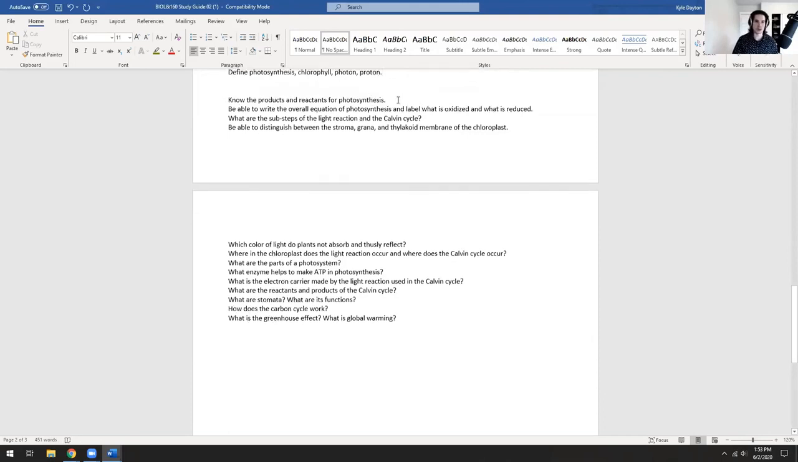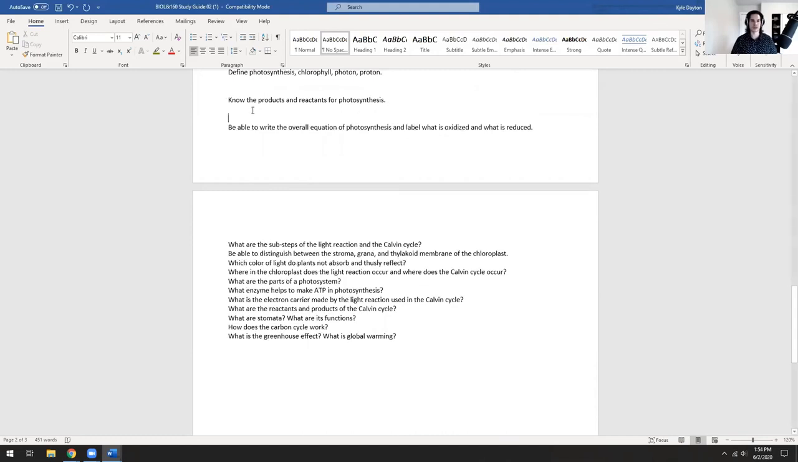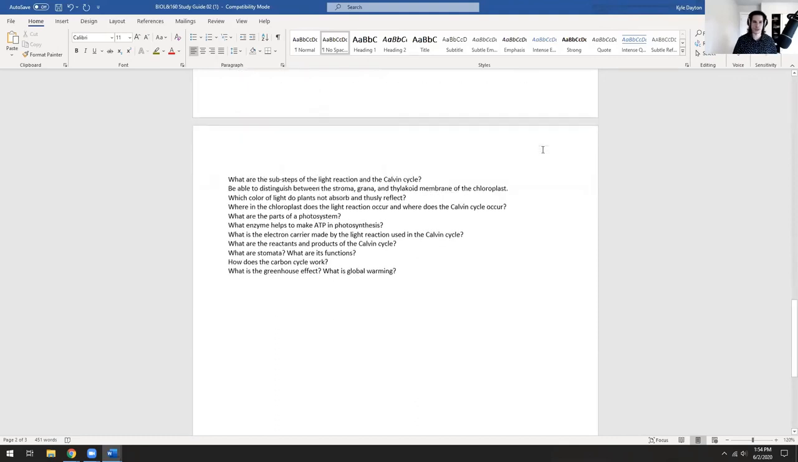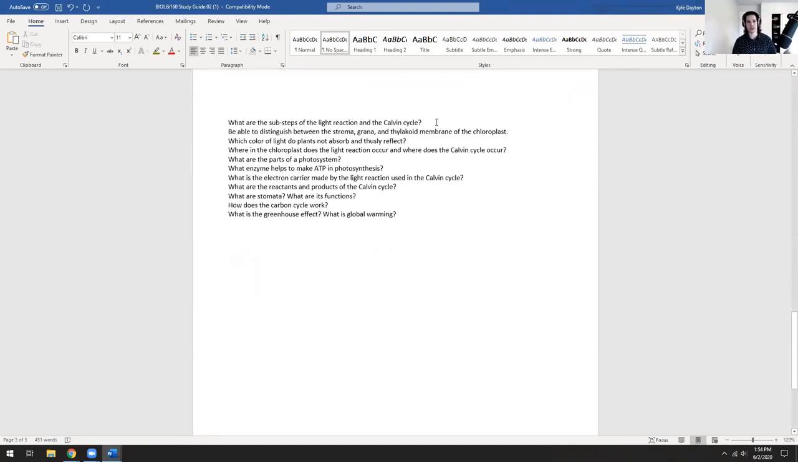Know the products and reactants for photosynthesis. So products are going to be oxygen, so O2, also glucose, right? We're making sugars. And then the reactants are going to be the stuff we're putting into it. So we're going to need light energy. We're going to need water. Remember, that's where the electrons come from in photosynthesis. And then we're also going to need CO2 from the atmosphere. Be able to write the overall equation for photosynthesis, just the inverse of cell respiration, and instead of ATP, put light energy.